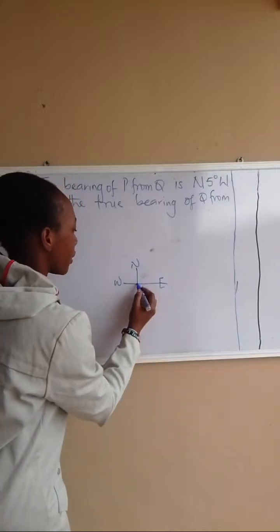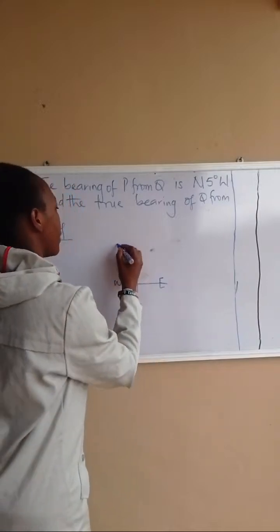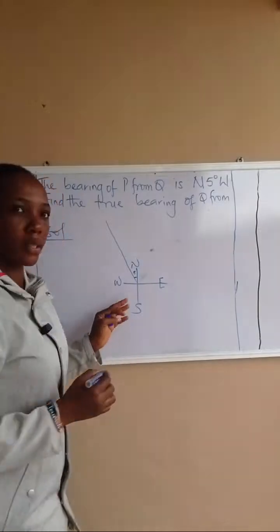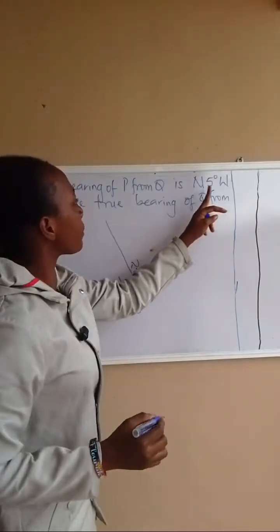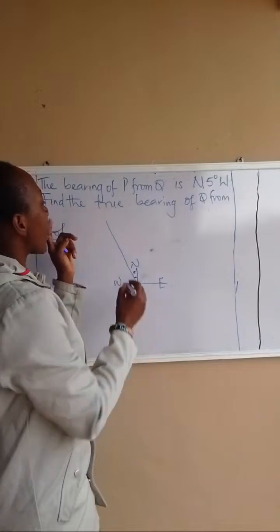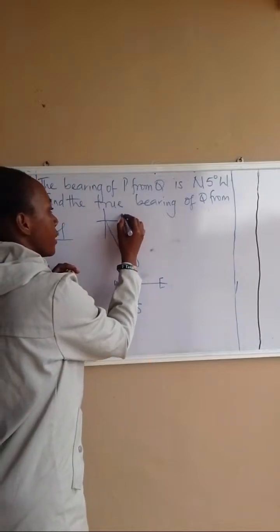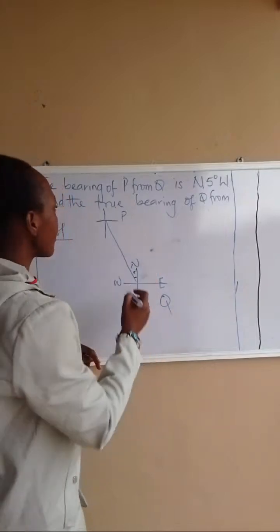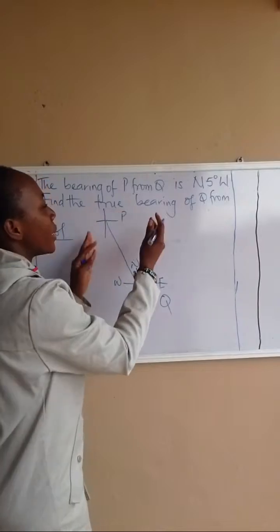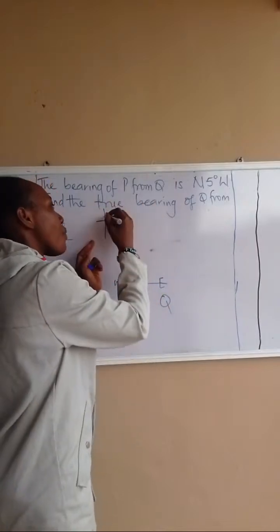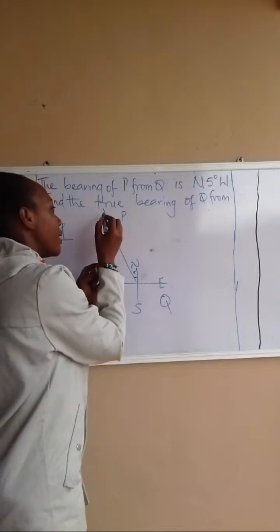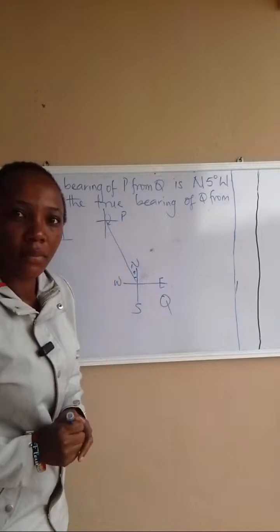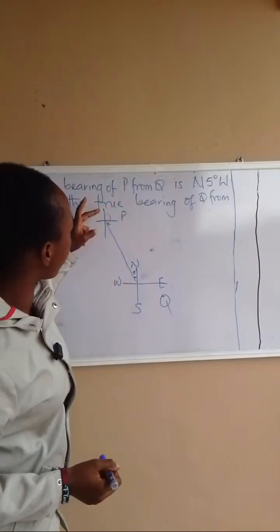So I'll just say 5 degrees is here, and I'll just take it up. This is 5 degrees west. This is where our P is, and this is our Q. We are asked to look for the bearing of Q from P. So from P, the bearing of Q will start from here down to this point.